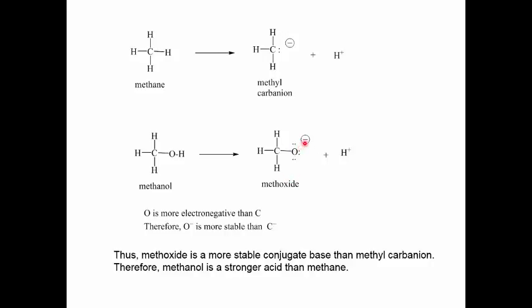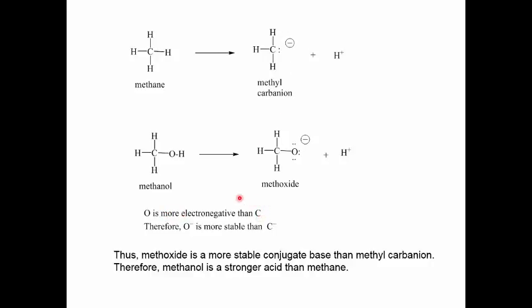Well, the question is, which conjugate base is more stable? The key factor here turns out to be electronegativity. Both carbon and oxygen lie in the same row of the periodic table. And, as we'll learn more about later, electronegativity is the most important factor. Well, which is more electronegative, oxygen or carbon? If you look at the periodic table, oxygen is more electronegative than carbon.